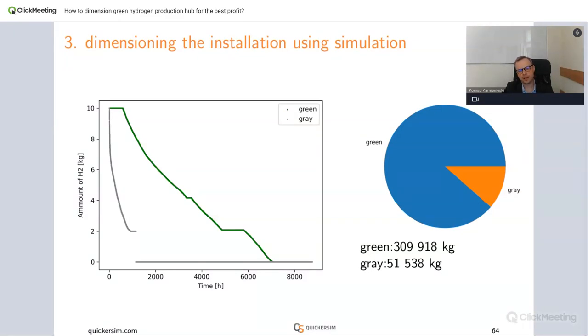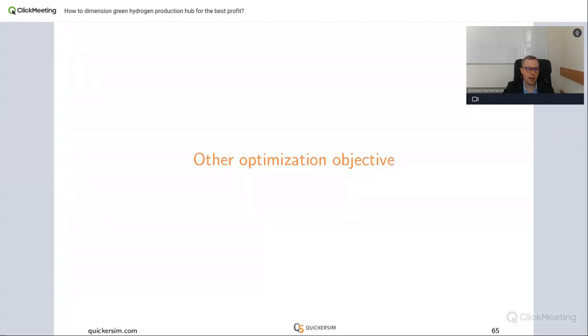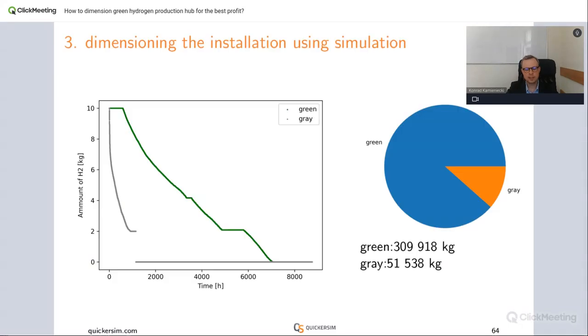We have about one sixth gray hydrogen compared to the total production. I think this chart is pretty important when we want to certify our installation. So based on simulation, we know what we can expect from our configuration. And yeah, so this is the main case.